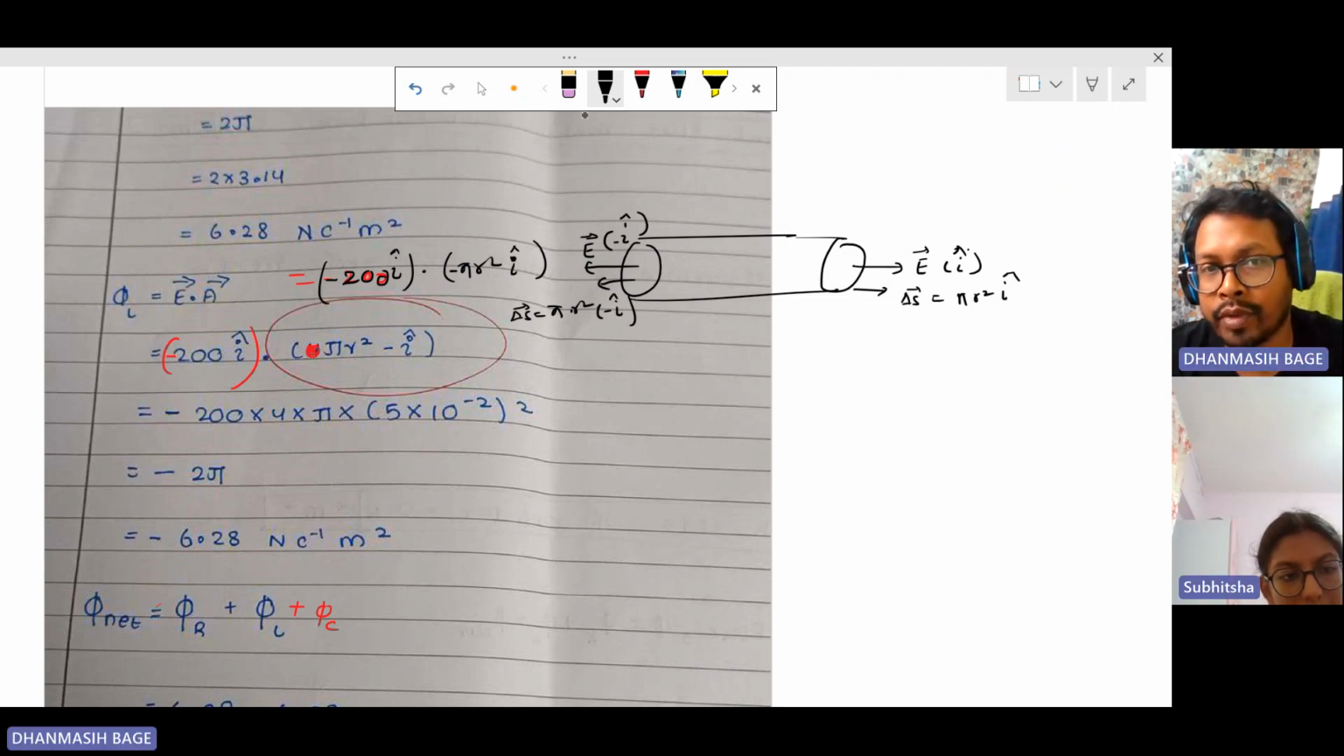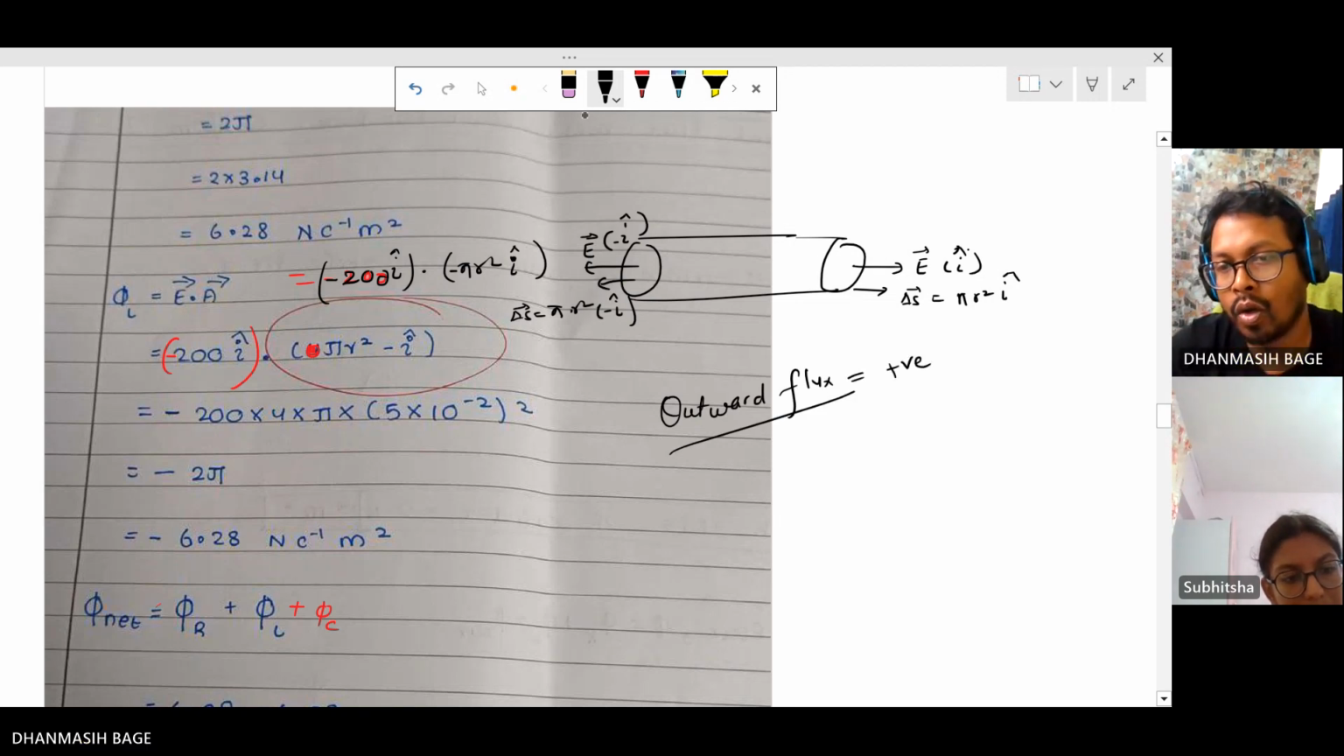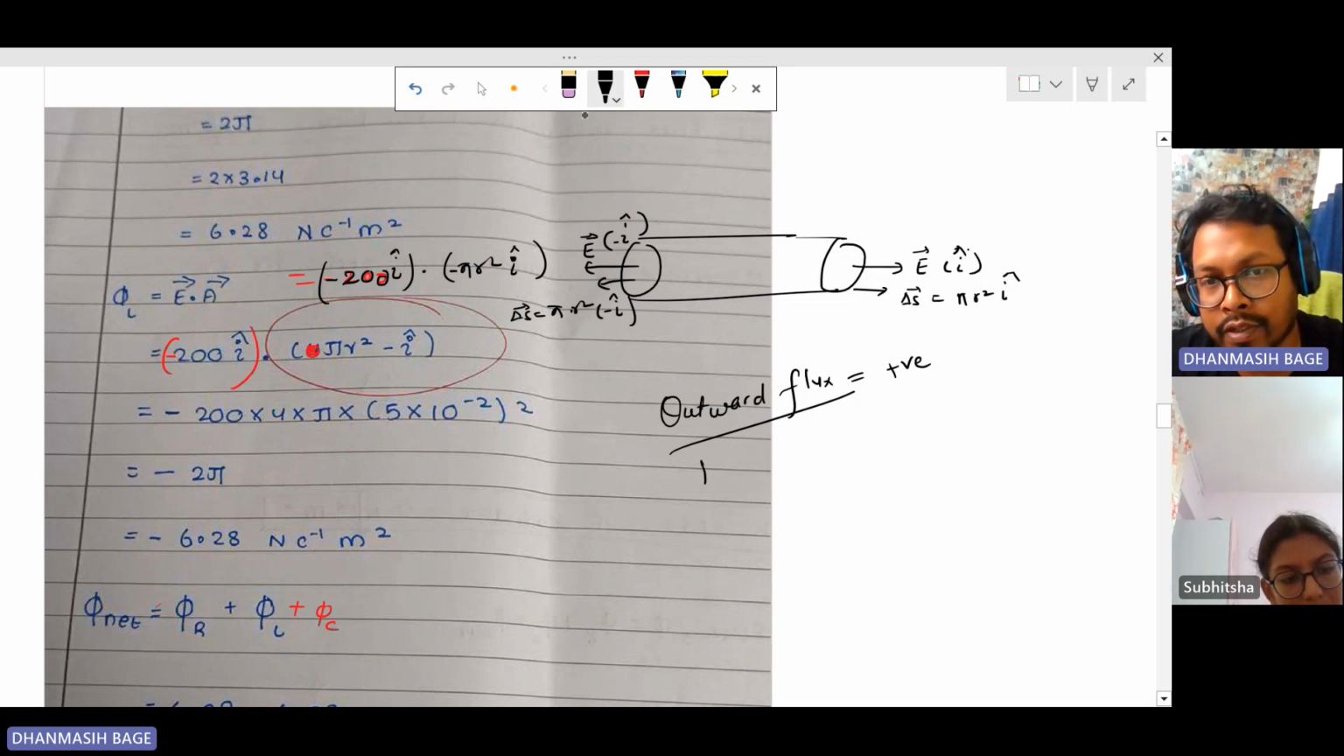Right and left, they are in opposite directions. But the flux is positive. Just see that minus minus will cancel out and this will become positive eventually. Just remember one thing: outward flux will always come out to be positive. Inward flux will be negative.